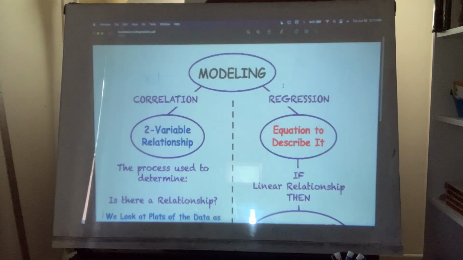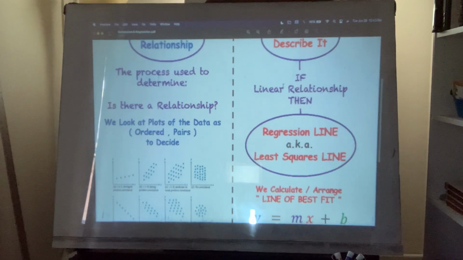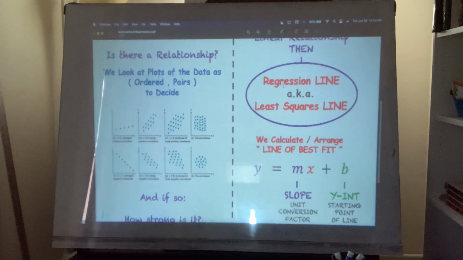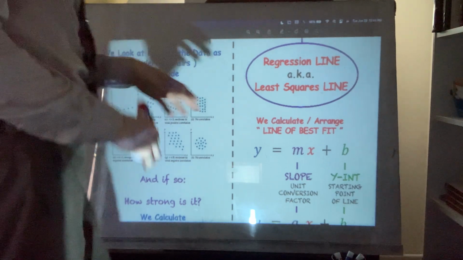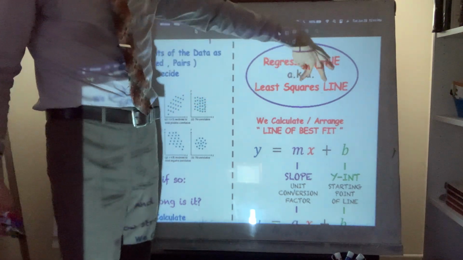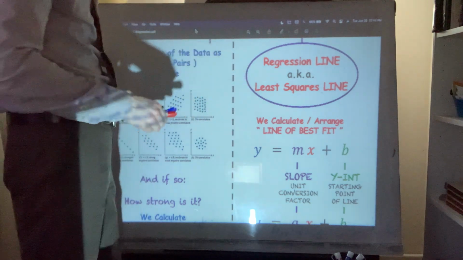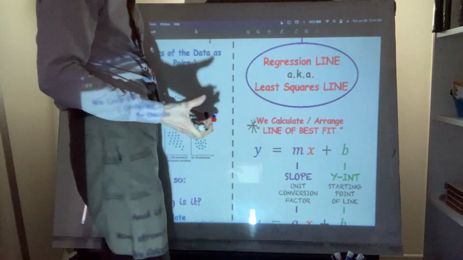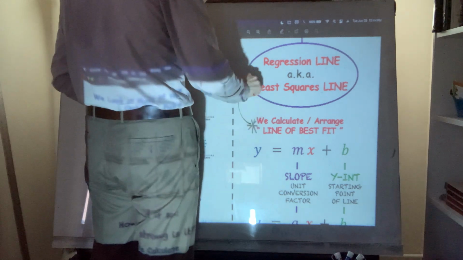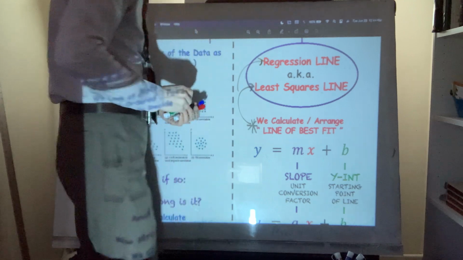Now the other side here, regression. Remember, that's basically the equation to describe it. If a linear relationship, because that's what we're doing, exists, then we will try to produce a regression line, otherwise known as the line of least squares. There are 3 names to describe the same thing. Line of best fit probably gets at the feel for what we're doing better than anything, but you may alternatively hear of it as this least squares line or this regression line.